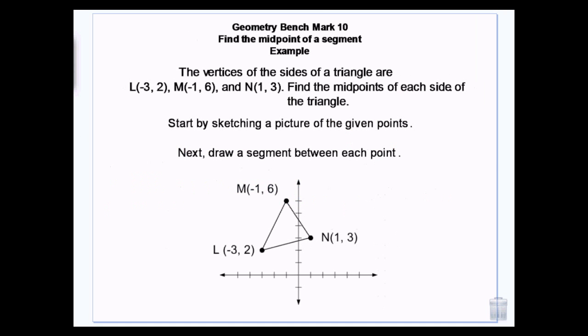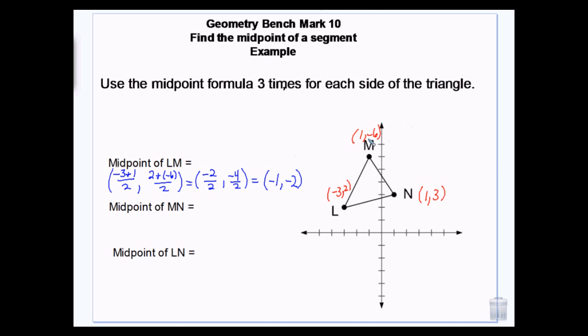Did I write that point down wrong? Ah, I did. It's -1, 6. I wrote -1, -6. See, you guys got to catch me when I'm lying to you. That makes a huge difference. This isn't right. Did I write the other ones down correctly? 1, 3, -3, 2. Yeah, I did. Okay, it's just that one.